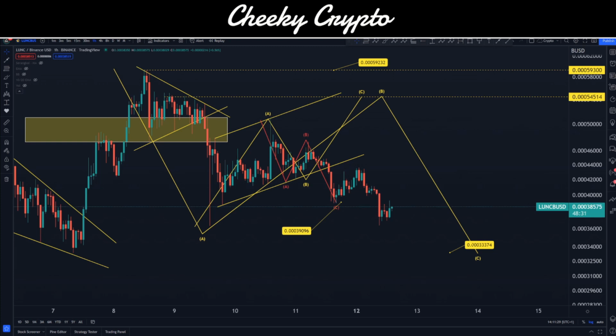Okay, let's get right into it. Let's keep this nice and brief and on point. No bullshit, straight to it. Basically, here we have Luna Classic paired up with BUSD on the hourly chart. Binance is our data source.